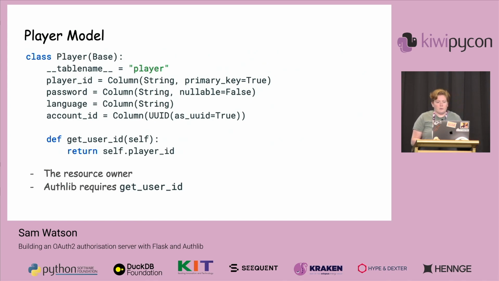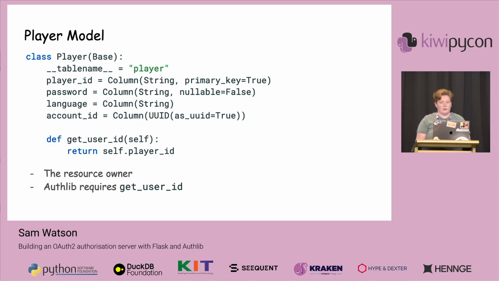The first 2 models we're going to set up are the resource owner and the client models. The resource owner in the guide is a model named user, but we wanted to stick to terms that better match our use case, so this is a player. For the other models, there's a mixin class from Authlib that we can inherit, but for a user/player model, there aren't any mixins to inherit. We can make it do whatever we want.